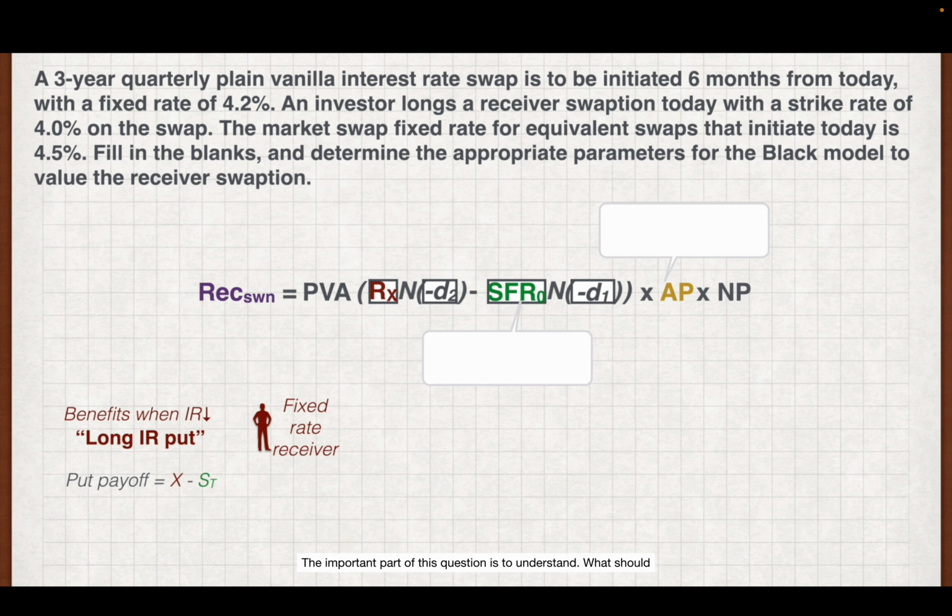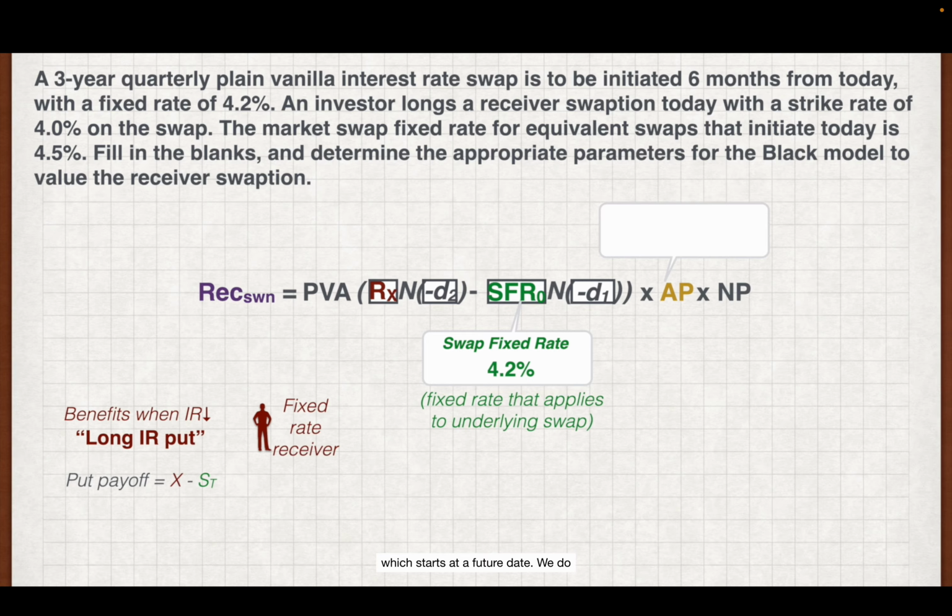The important part of this question is to understand what the swap fixed rate should be to value the swaption. This should be 4.2%, the fixed rate that will apply to the underlying swap itself, which starts at a future date. We do not use the current swap rate of 4.5% as it applies to swaps that are initiated today. The accrual period for a swap is 1 over the number of swaps each year. As this is a quarterly swap, the accrual period to unannualize the rates is therefore 1 over 4.